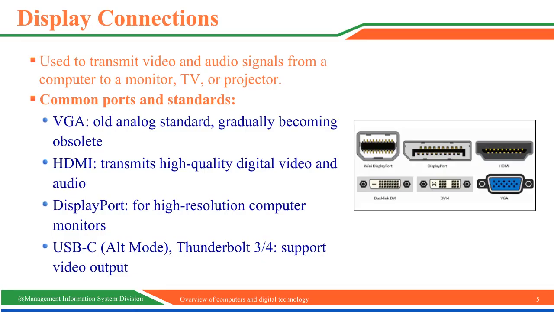VGA, Video Graphics Array, an old analog standard, transmits video as analog signals, so image quality is low and prone to interference. Once very common on older monitors and projectors, now mostly obsolete. HDMI, High Definition Multimedia Interface, transmits both digital video and audio simultaneously with high quality.